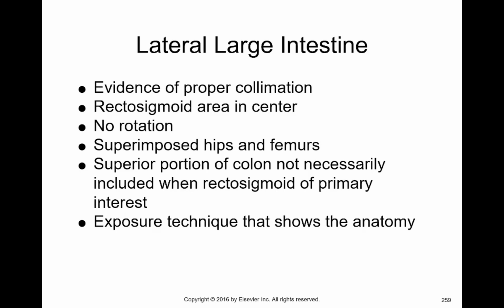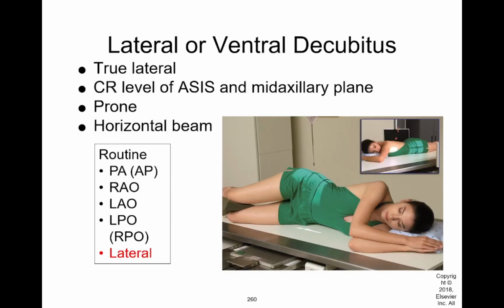You want to look for rotation, so looking for the humeral heads to be superimposed would be a good thing to look for. And keep in mind that we don't need to see the top of the colon in those flexures. So again, a 10 by 12 image receptor. And you want to make sure you get good penetration. So positioning wise, it looks something like that.